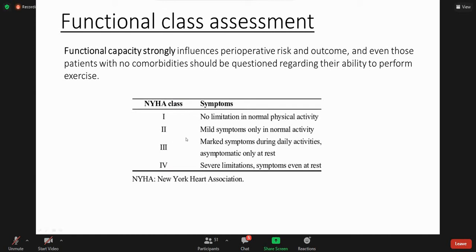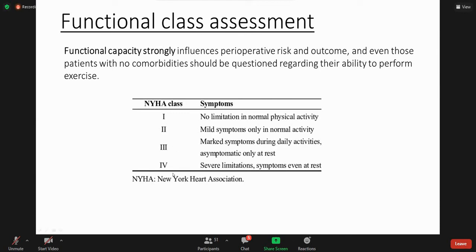If the patient has some limitation of the physical activity, such as in any kind of normal activity, if the patient has to climb some stairs, he will say that I can climb 2 or 3 stairs, but not more than that. There is some limitation of the physical activity, and this patient will be included in class 2. Class 3, marked symptoms during the daily activities, asymptomatic only at rest. If I tell the patient to climb 2 stairs, he'll say, no, I'll come by the lift. I cannot climb 2 stairs even. So he or she will be included in class 3.